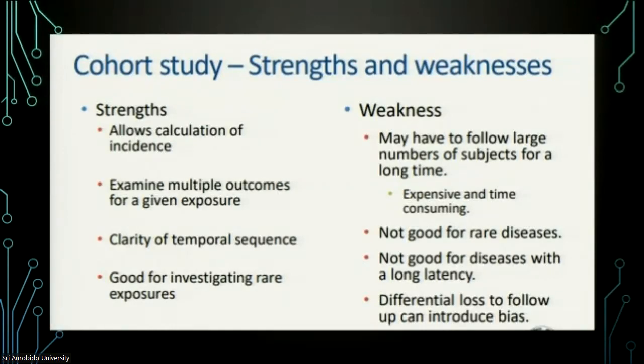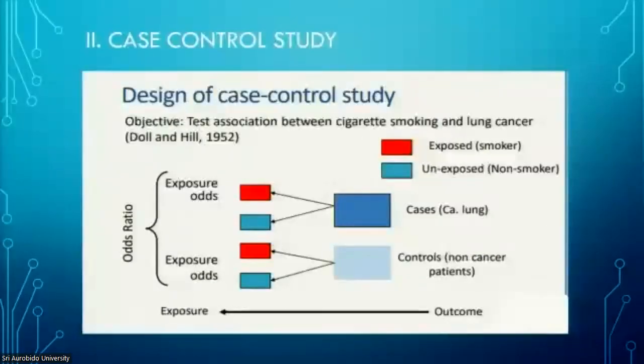Weakness is we may have to follow a large number of subjects for a long time, and that is why it makes it very expensive and time consuming. It is not good for rare disease, not good for diseases with a long latency, and of course we have loss of follow-up, which can introduce bias in the study.